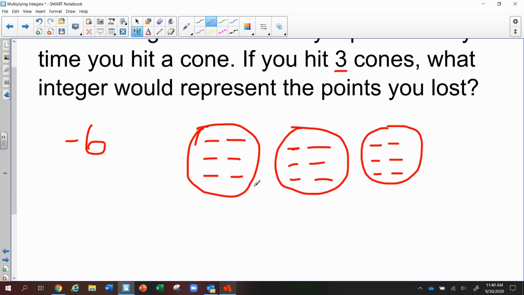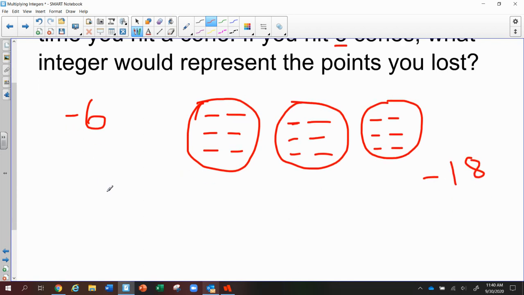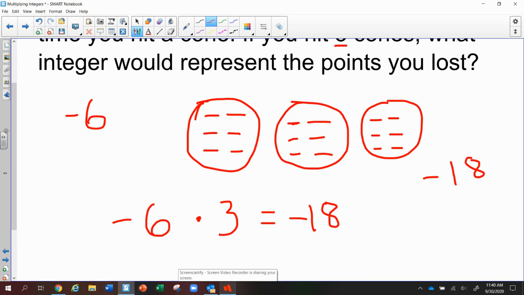And just like we would model these in addition, we don't see any 0 pairs or anything like that. So if you count, we have 6, 12, 18 negatives. So my answer is negative 18. And again, it's just the multiplication problem. Negative 6 times 3 equals negative 18. And just remembering the fact too, 6 times 3 is 18. So our multiplication facts aren't changing. We're just taking a look at the sign and seeing whether it's going to be negative or positive.